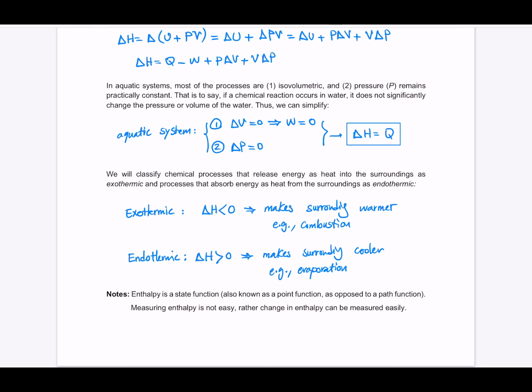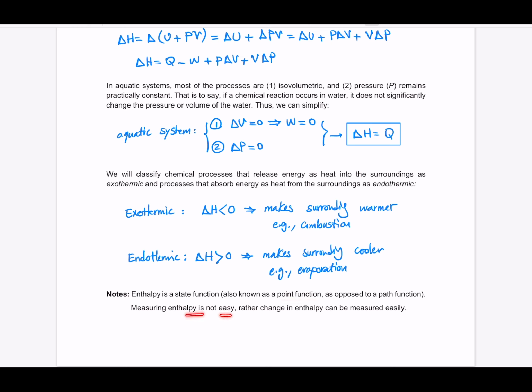So only relying on delta H, we can tell whether a reaction, for example, is exothermic or endothermic. So only delta H. We're not talking about entropy or Gibbs free energy, which we're going to talk about later. Relying only on delta H, we can talk about the nature of the reaction. And a quick reminder, enthalpy is also a state function. So that means it's not a path function.